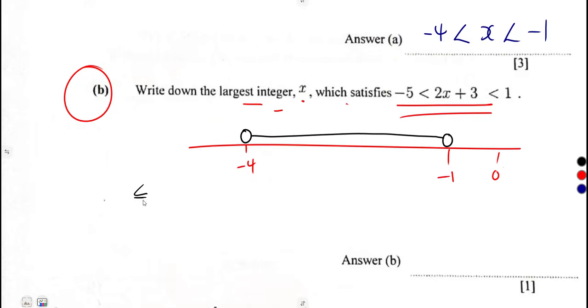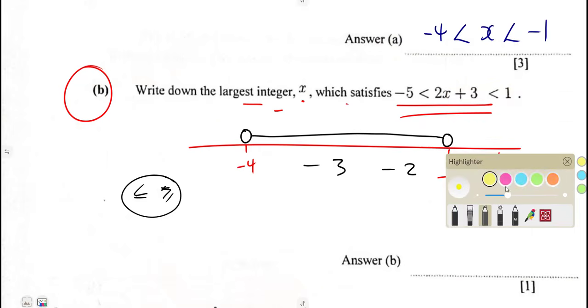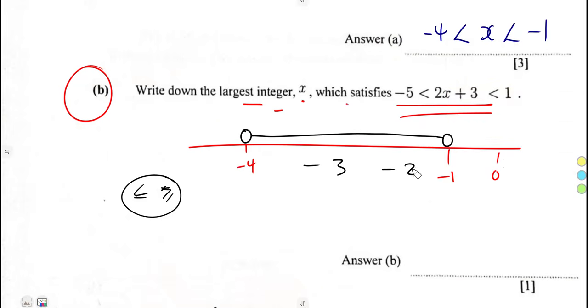If it was greater than or equal to, or less than or equal to, that's where we would shade on this part. Here we're not going to shade, as we do not have the equal to part. So these integers, minus 4 and minus 1, are not part of our answers. So we have minus 3 and minus 2 in between. The largest integer, closer to 0, is minus 2.